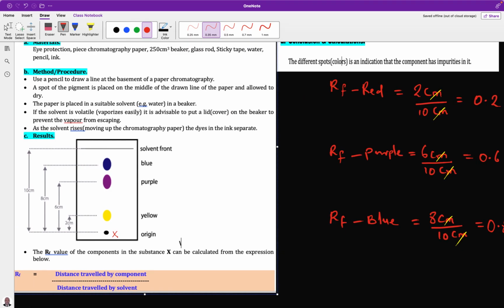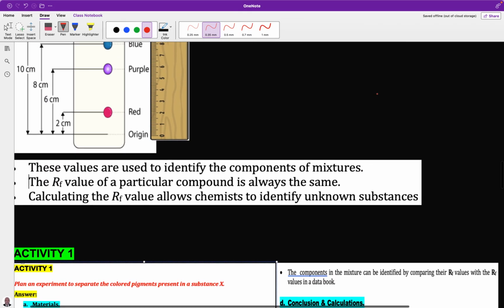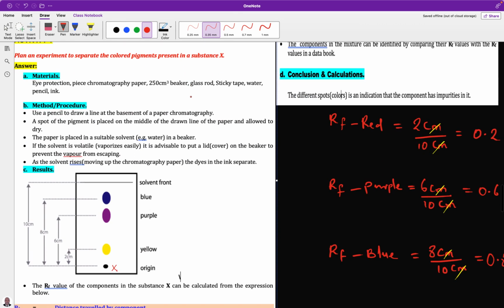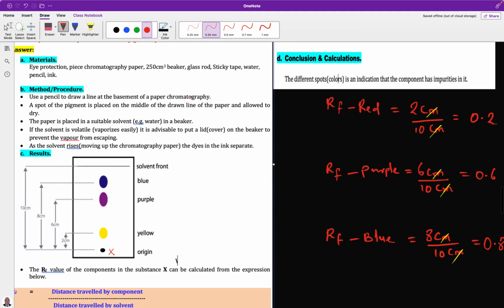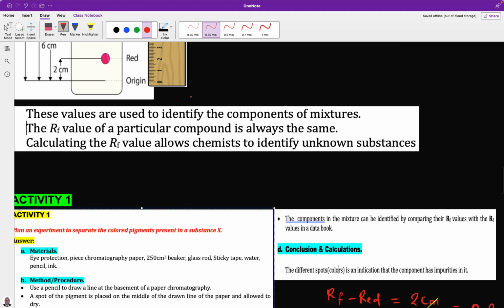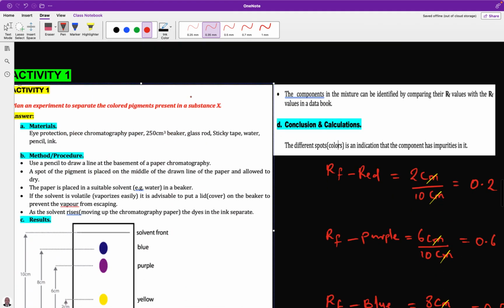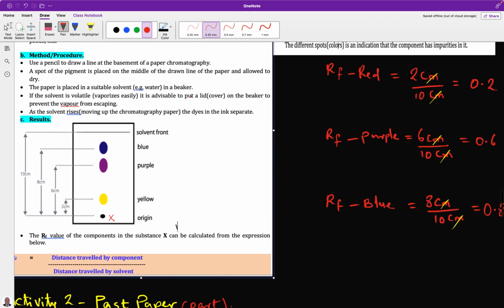For red, which I did here, the first red traveled 2 centimeters, and the RF value was 0.2. The second one was purple, and the RF value is 0.6.